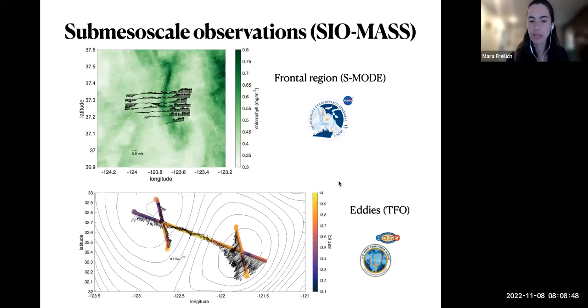And so the observations, as I've alluded to, that I'll be using are the submesoscale observations from the SIO MASS instrument. And I'll be using observations from two campaigns. One is a frontal region sampled during S-MODE in 2021. So this was during the S-MODE pilot field campaign, not the most recent observations. We got off the ship just last week. And then two counter-rotating eddies in the Southern California current system sampled during an ONR TFO campaign.